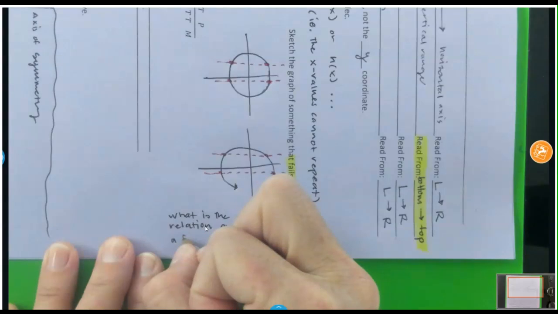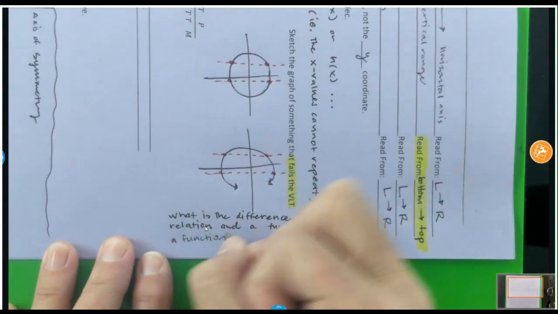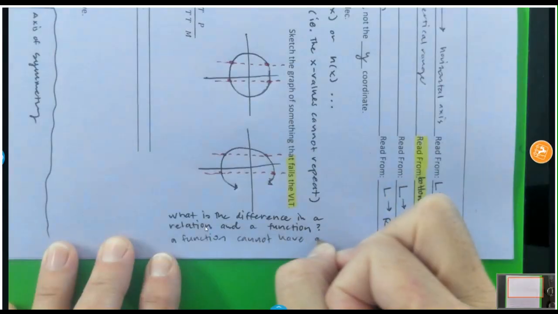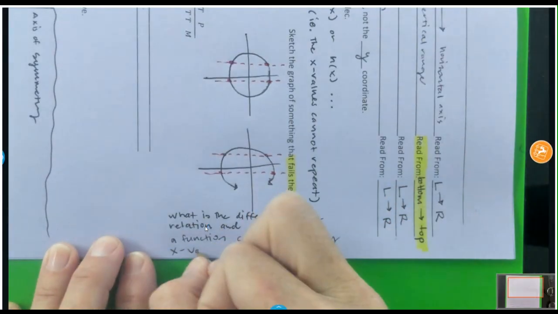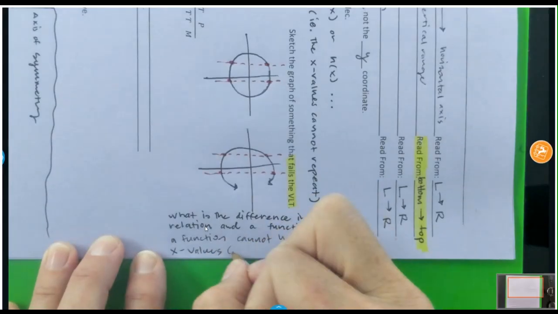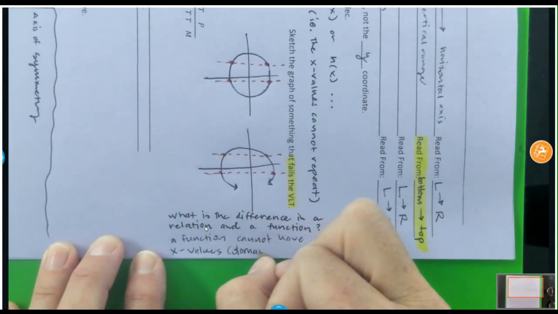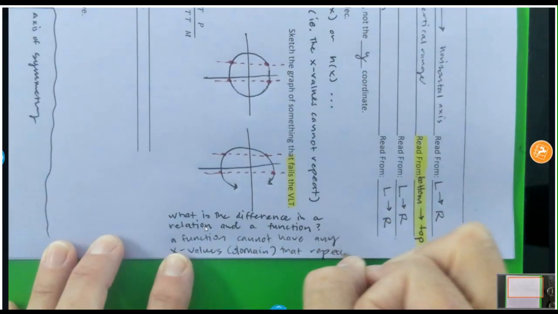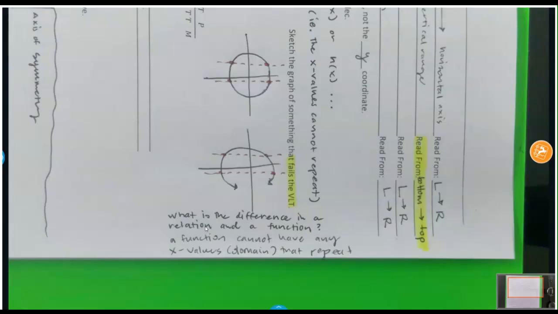A function cannot have any x values, also known as the domain, that repeat. Now, you can repeat your y values, but you cannot repeat your x values. A function cannot have any x values that repeat. That's what happens when it fails the vertical line test. Then some x value has repeated.